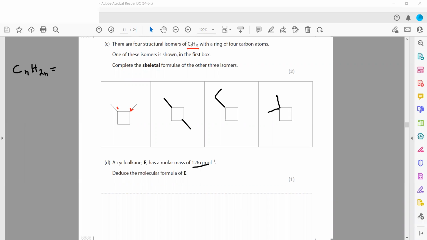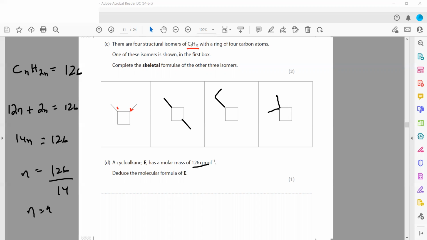So the number of hydrogens is always twice the number of carbons. And the total mass is equal to 126. So I can say carbon is 12 and there are n carbons, so 12n plus hydrogen is 1 multiplied by 2n, equals 126. So it will be 14n equals 126. N is multiplied, so on the other side it will be divided, so 126 divided by 14 gives us the value of n. So n is equal to 9.